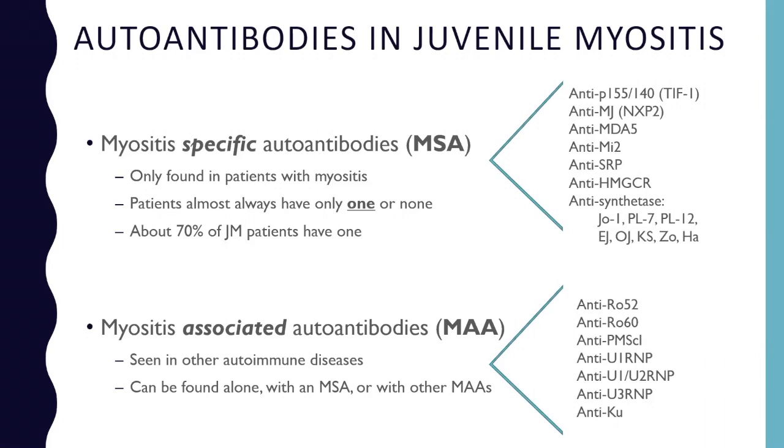Or you could have an autoantibody associated with myositis, and this is called a myositis-associated autoantibody. These are autoantibodies that are seen in myositis, but they're also seen in other autoimmune diseases. They can be found alone in a single patient, they can coexist with a myositis-specific autoantibody, or they can coexist with other myositis-associated autoantibodies. And you can see the list on the right is very long for both of these groups. And I'm going to go over them individually, especially the myositis-specific autoantibodies.